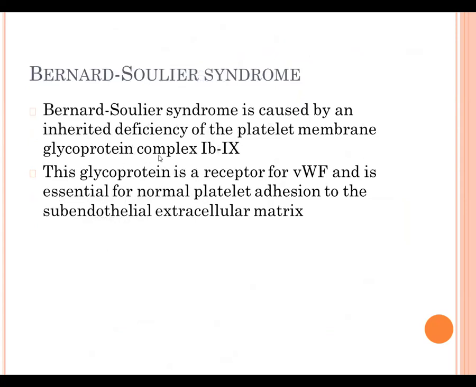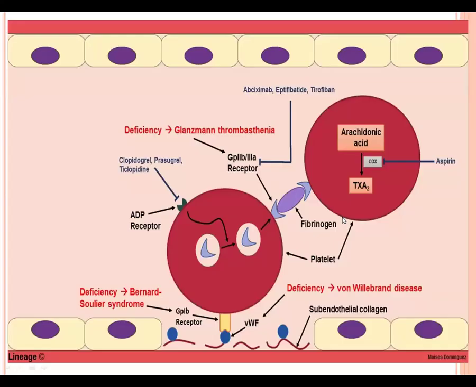Bernard-Soulier syndrome is caused by an inherited deficiency of the platelet membrane glycoprotein complex 1B and 9. This glycoprotein is a receptor for von Willebrand factor and is essential for normal platelet adhesion to the subendothelial extracellular matrix. Here you can see the deficiency of this. Whenever the endothelium gets exposed, there is expression of von Willebrand factor. For von Willebrand factor, this glycoprotein must be there. So if there's a deficiency of this protein, the platelet won't attach to von Willebrand factor, or adhesion will not occur. So this is known as Bernard-Soulier syndrome.